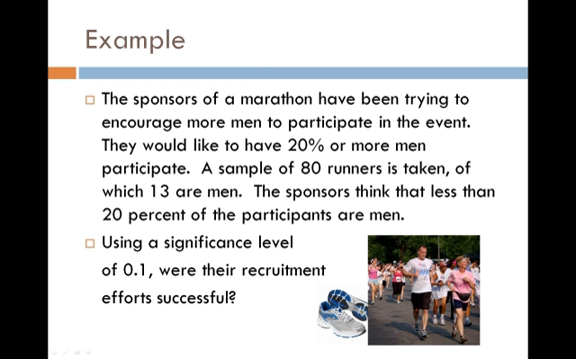So the sponsors of a marathon have been trying to encourage more men to participate in their event. They'd really like to have 20% or more men participate. A sample size of 80 runners is taken, and of that sample size, 13 are actually men. So the sponsors think that maybe less than 20% of the participants are actually men. Now, using a significance level of 0.1, were their recruitment efforts actually successful or not?